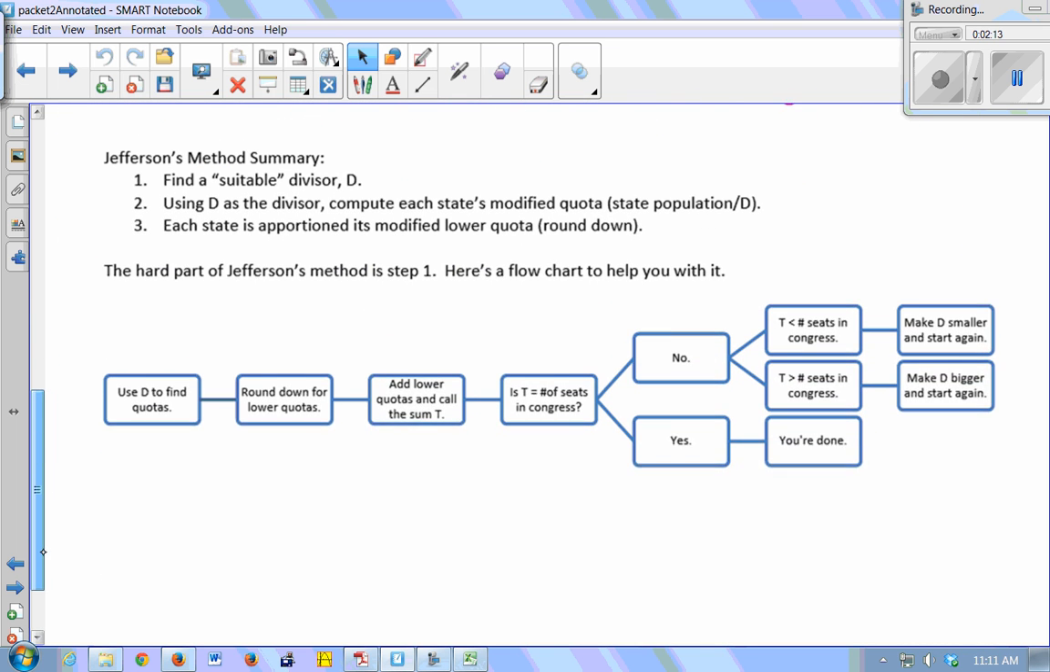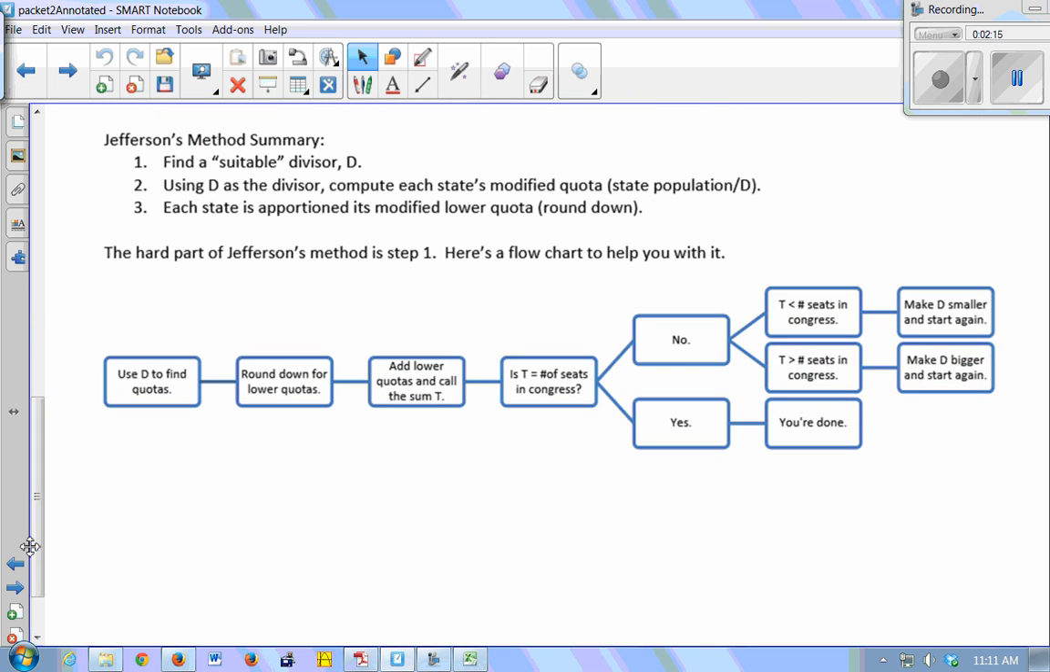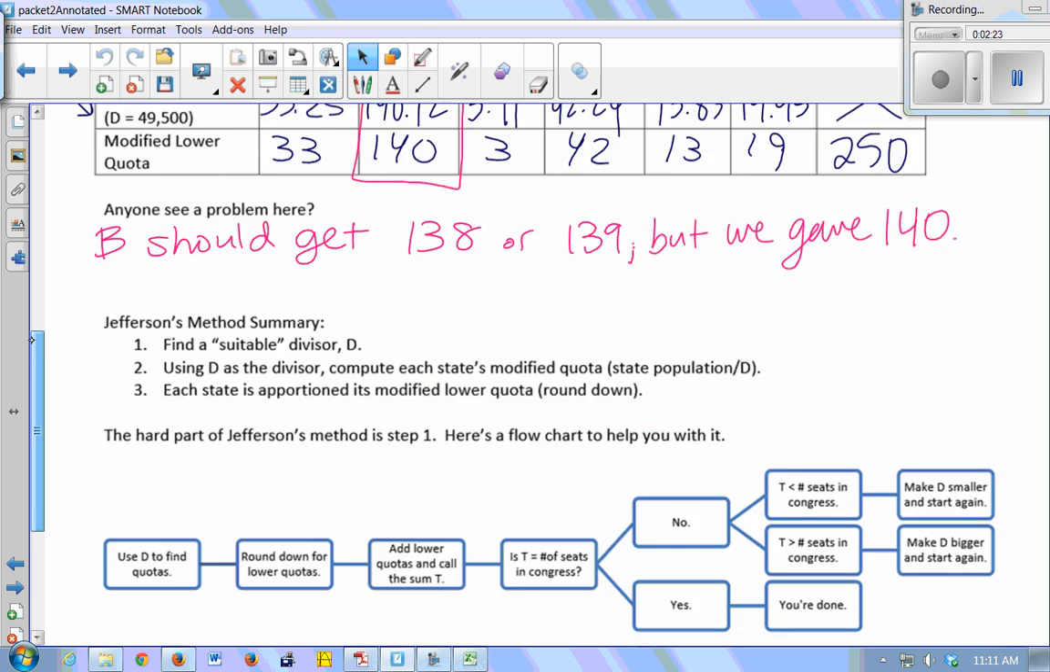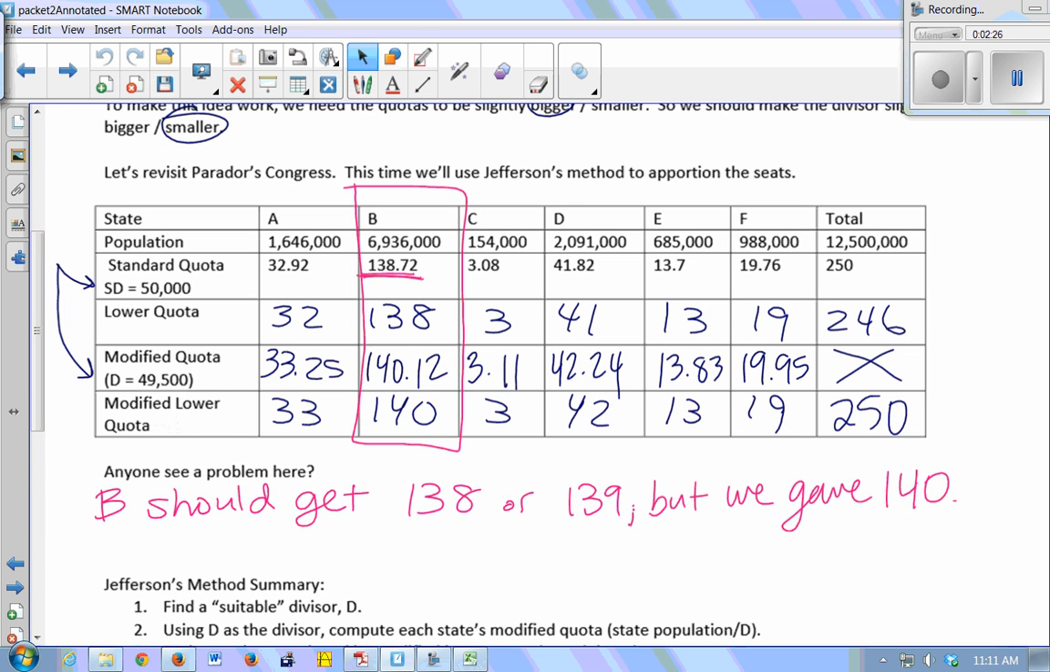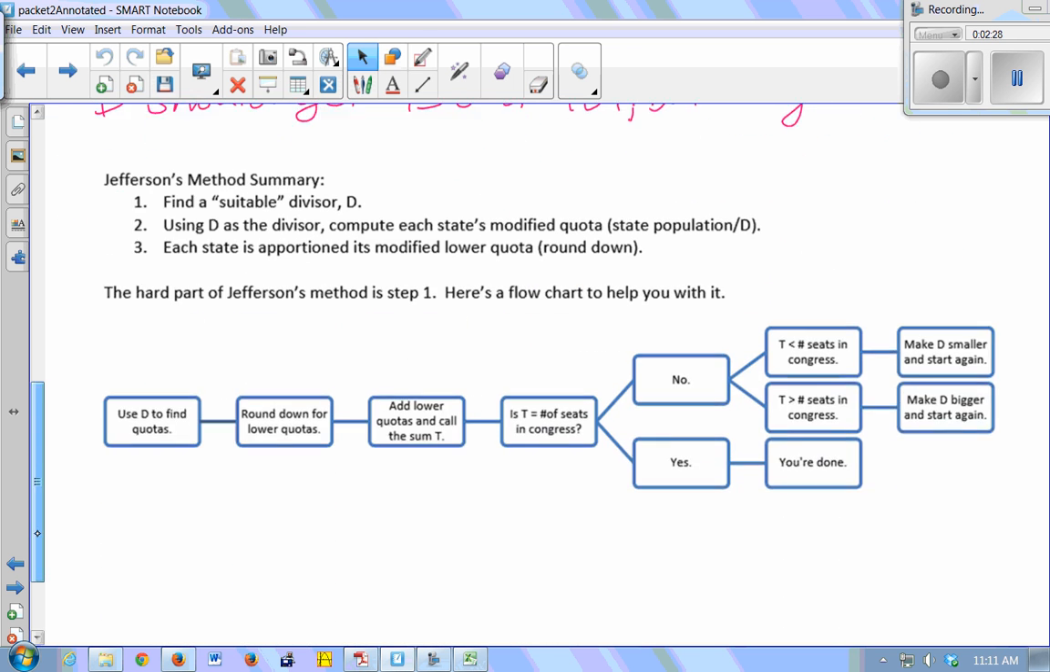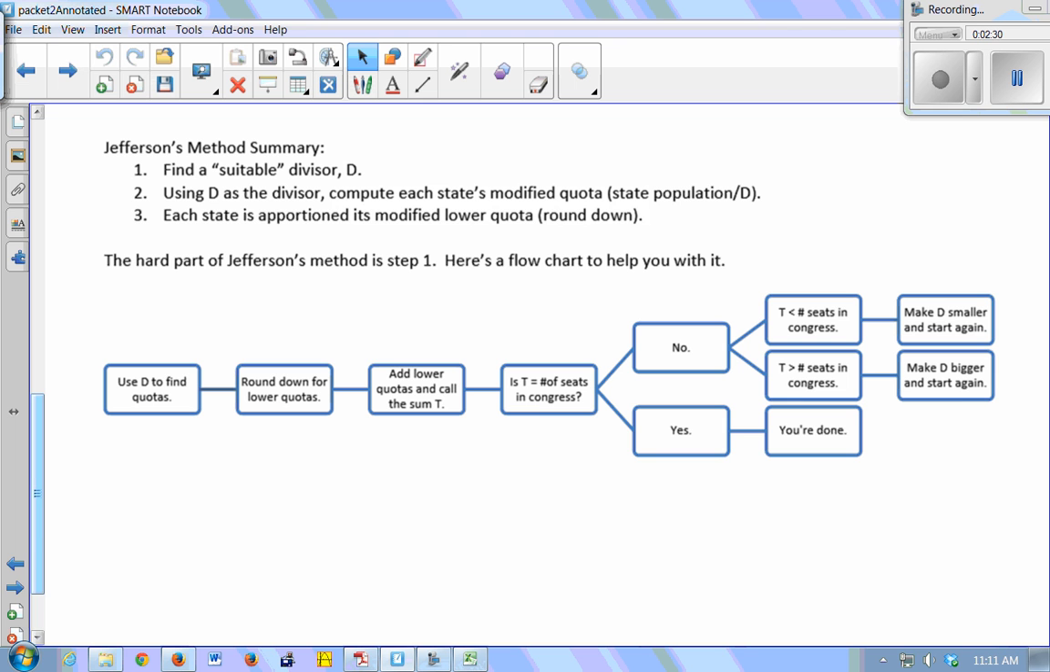So here's the summary of Jefferson's method. You have to find a suitable divisor D. That's step one, and that's the hardest thing. That's the thing I haven't told you how to do yet, right? I just magically made up the number 49,500. Okay, so that's step one. Then, using D as your divisor, you compute each state's modified quota. Then you apportion each state its lower quota, that is, round down. So the hard part of Jefferson's method is step one.